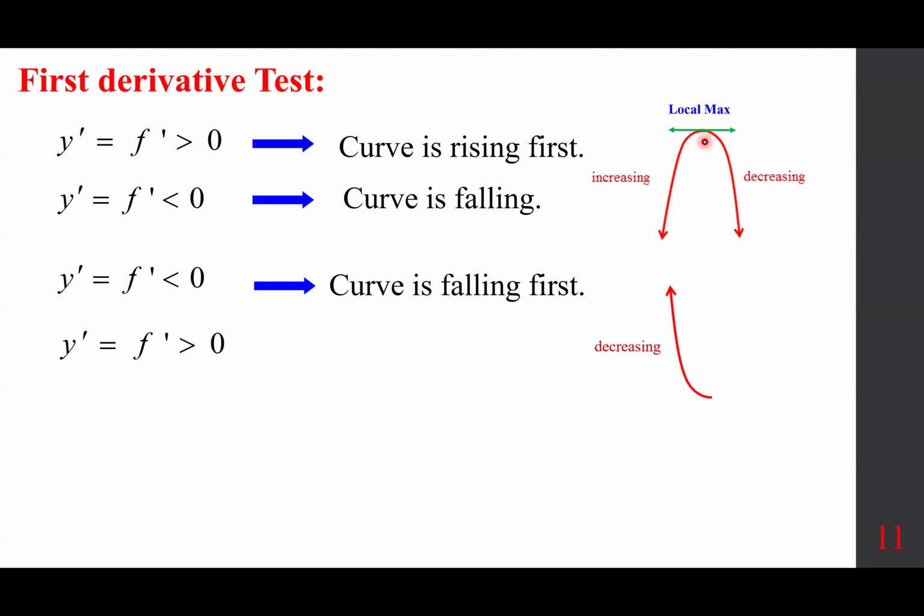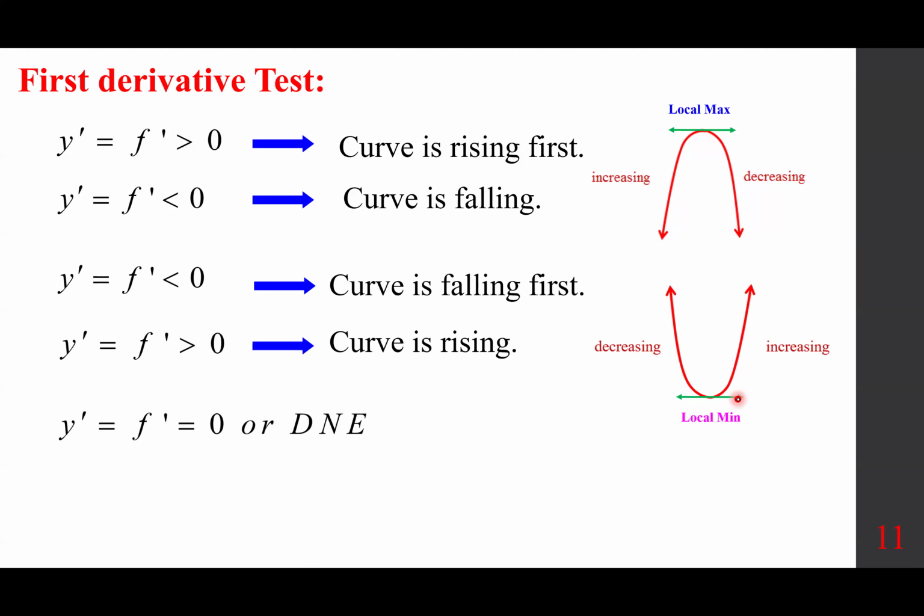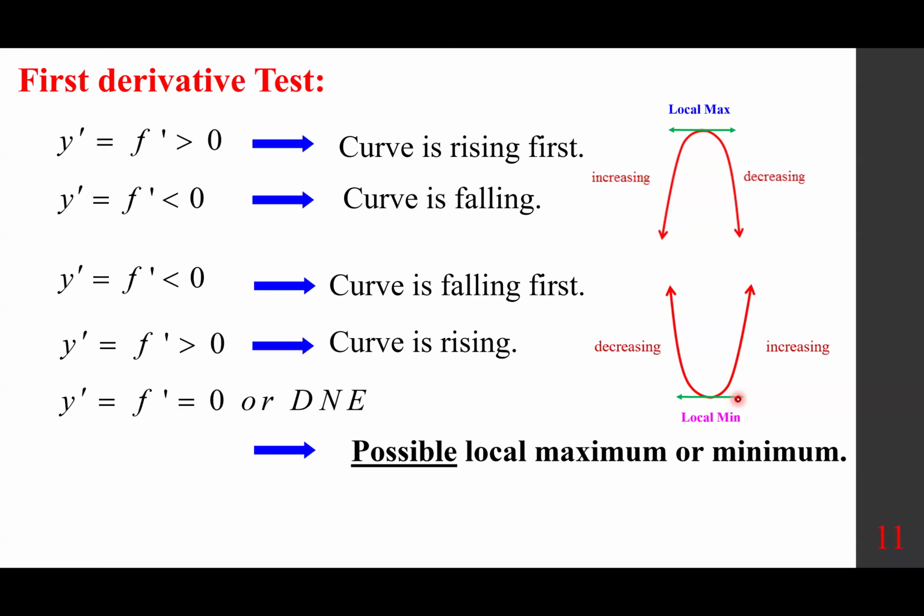And if f prime becomes positive afterwards, the curve is rising afterwards, again it creates an extremum, and that's a local minimum value. So y prime or f prime equals 0 or does not exist. Those are possible locations of max and min. And we use a sign graph for the test.